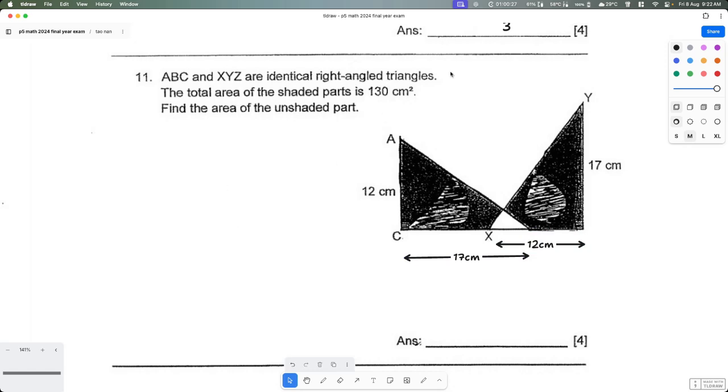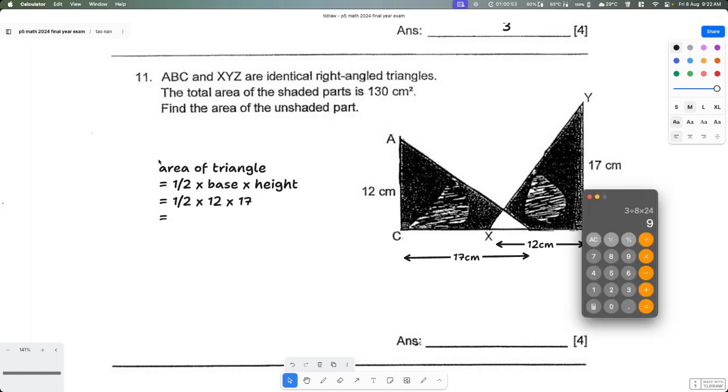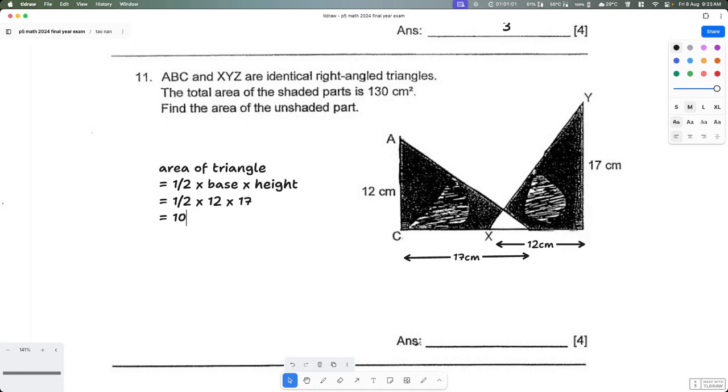So total area of the shaded part is 130. Let's get the area of the triangle first. Area of triangle is equal to half times base times height. It can be any base and any height because it's a right angle triangle. So half times base, let's put 12, times 17. This becomes 1.5 times 12 times 17, which is 102 centimeters square.